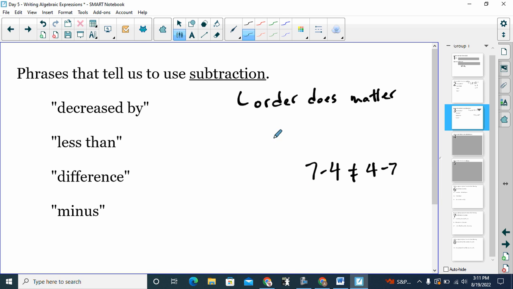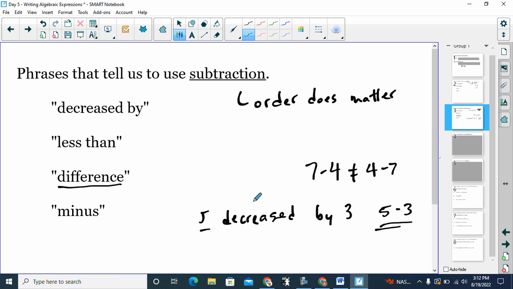Usually we'll put them in the order that it's given. So if it says 5 decreased by 3, that means I'm starting with 5 and I need to decrease it by 3, so I'm going 5 minus 3. Let's actually talk about difference here. If it says the difference of 5 and 3, we put them in the order they're given, 5 minus 3.